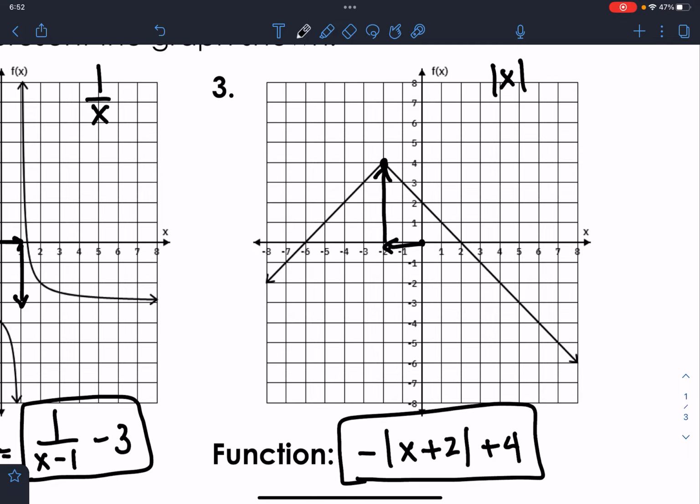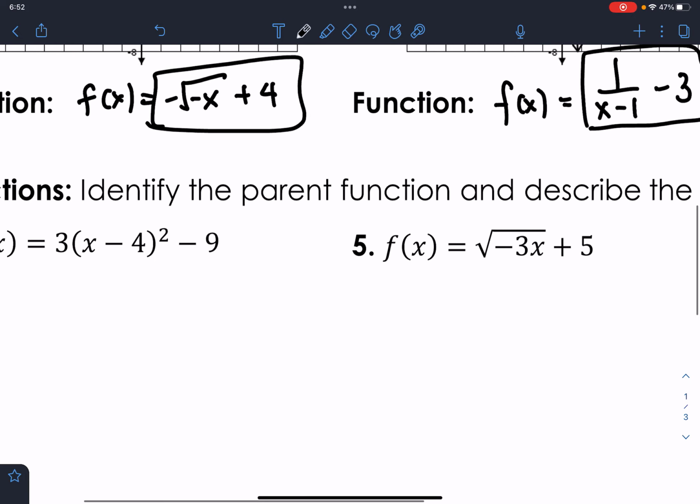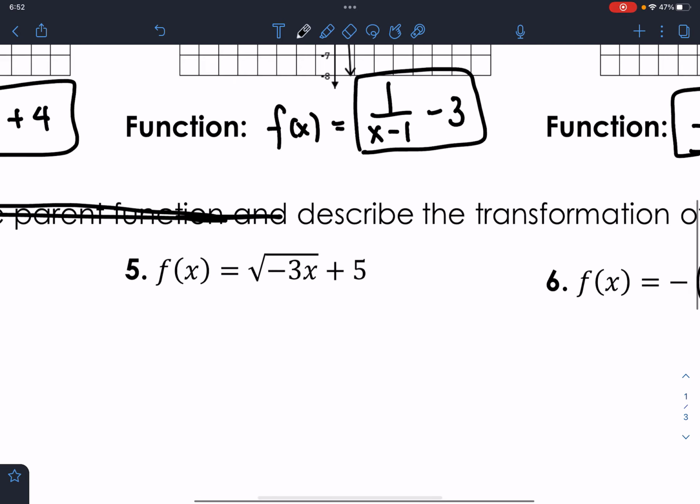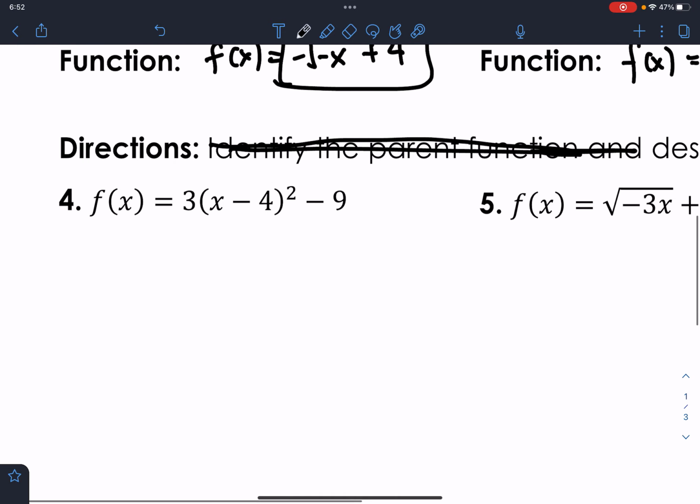For the next 3 problems, we're not going to identify, we're just going to describe the transformation for each function. So here, let's start from left to right. Well, actually, let's start from right to left.